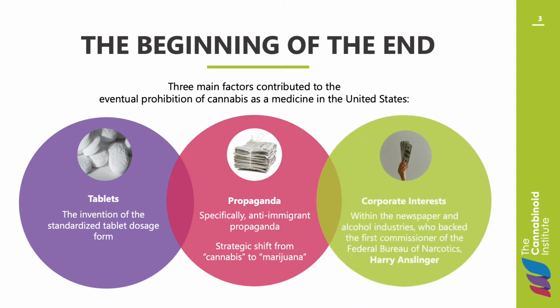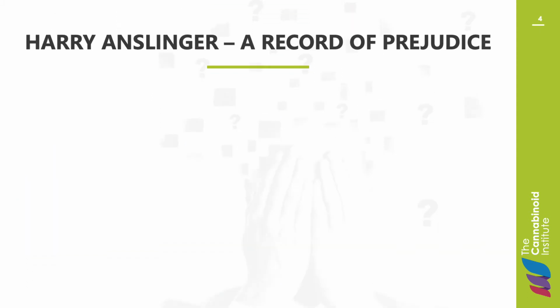Finally, a new head of the Federal Bureau of Narcotics, Harry Anslinger, was appointed. He was financially backed by the alcoholic beverage industry, which was just coming back from prohibition and did not want competition in the form of cannabis. Harry Anslinger would prove to be one of the most powerful forces in the eventual prohibition of cannabis in the United States. Harry Anslinger, the commissioner of the Treasury Department's Federal Bureau of Narcotics, played a key role in the prohibition of cannabis in the United States.